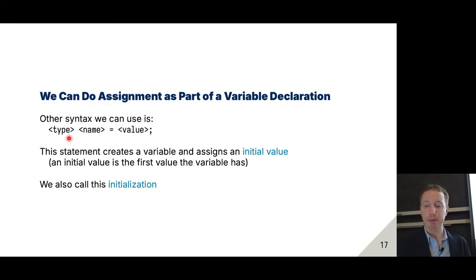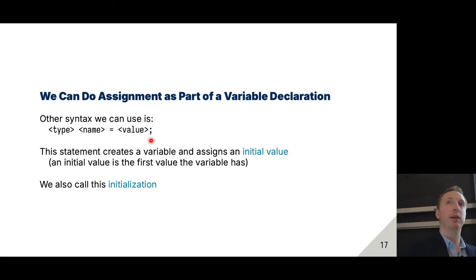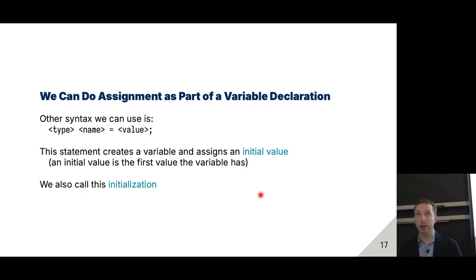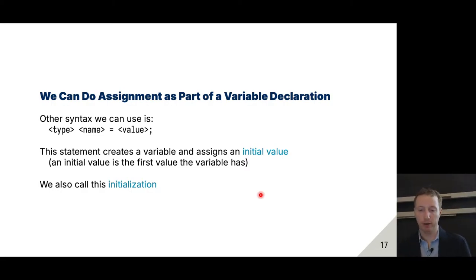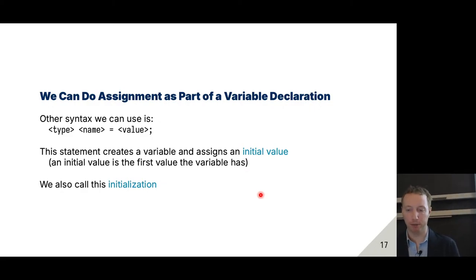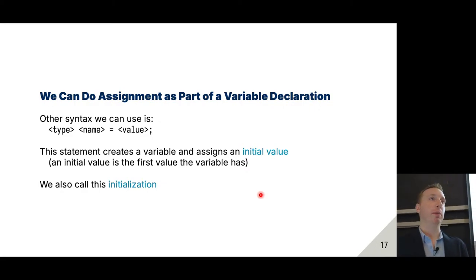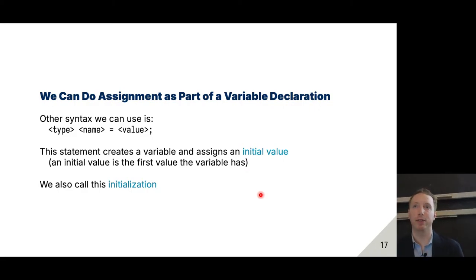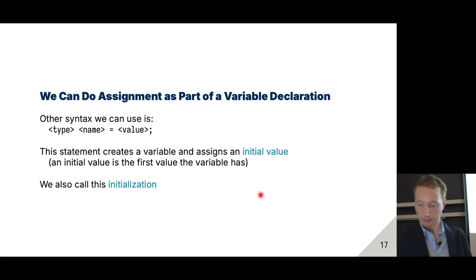So we can say type name equals value, and then have a semicolon, which ends our statement. So this statement does those two operations in one. It creates a variable and then assigns it something we call an initial value. So that's the first value it has. That's what initial value means. So we might also call this initialization. So we might say we initialized x to 1 if we actually set the value to 1.